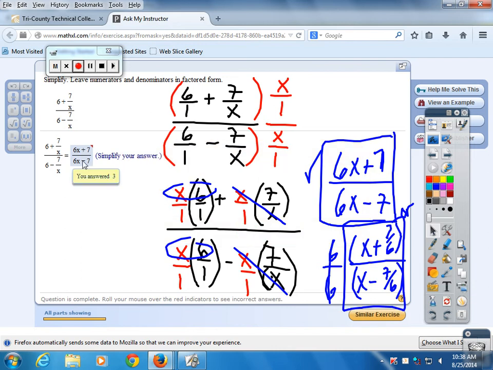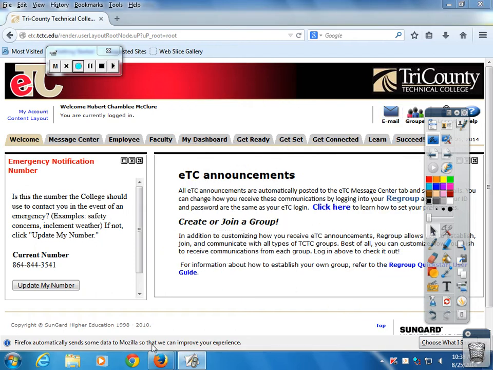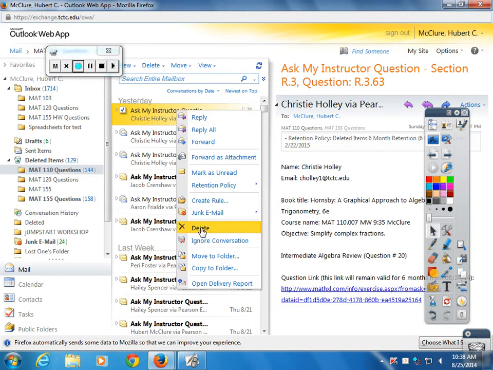And their answer is 6x plus 7 over 6x minus 7, which is this right here. Capiche? Do you understand? Yeah, Hubert. Can we go to the next one? Yeah, sure. We'll be glad to go to the next one. Appreciate your interaction.